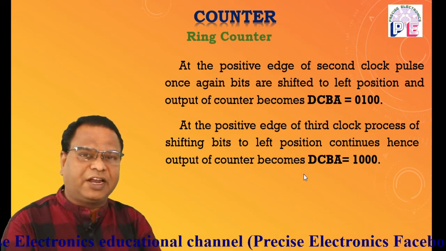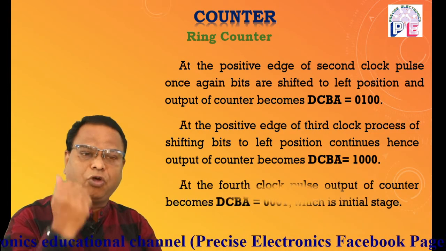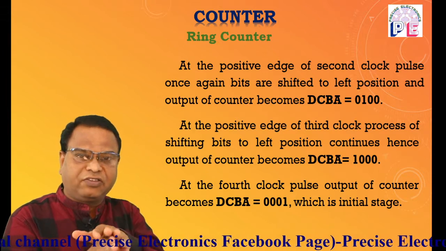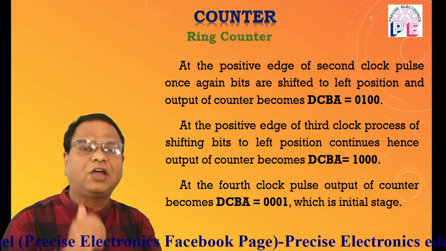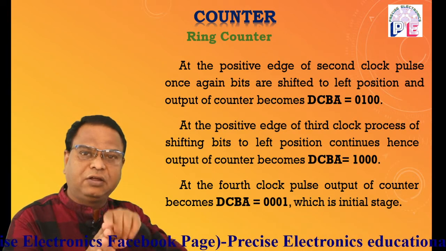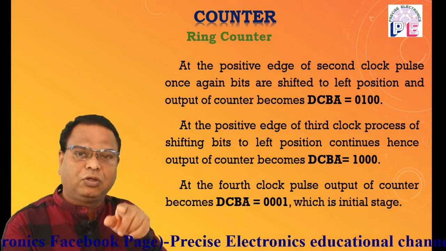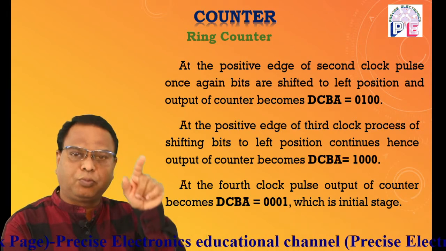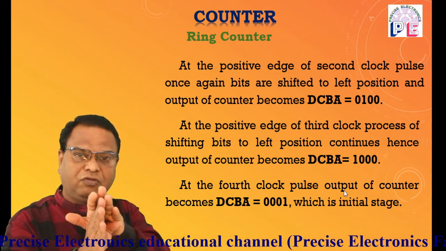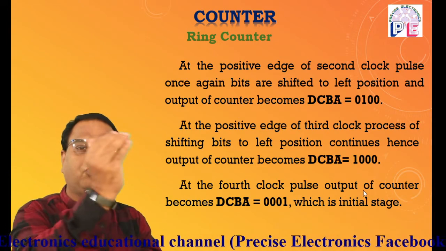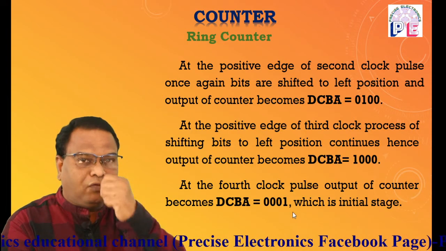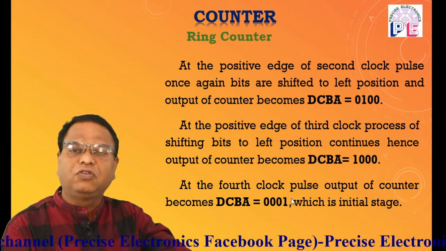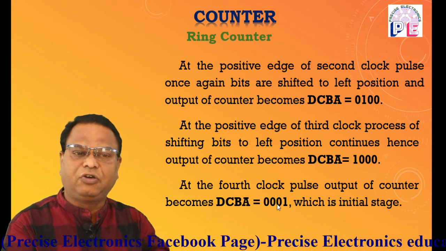Next, when the fourth clock pulse arrives, at the positive edge of the fourth clock pulse, once again the bits are shifted toward the left hand side. So in this case, the fourth flip-flop is in set mode, hence the output of the fourth flip-flop is high, and that high bit is now shifted to the first flip-flop, because the output of the last flip-flop is connected to the input terminal of the first flip-flop. Hence that high bit from the last flip-flop is shifted back to the first flip-flop. So at the positive edge of the fourth clock pulse, the output of counter is DCBA equal to 0001.